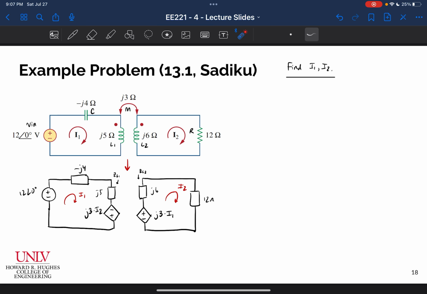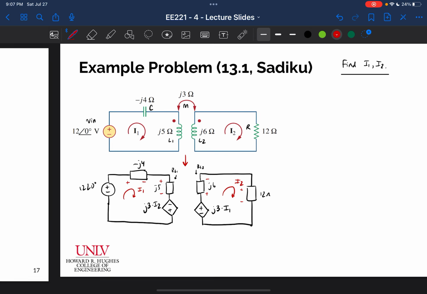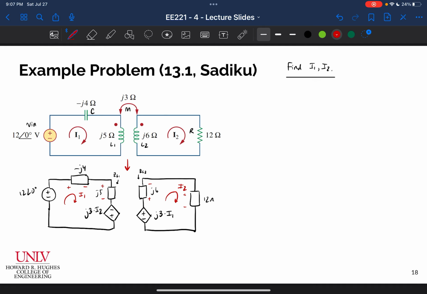And from here, again, it's basic mesh analysis. We just set up our pluses and our minuses across our impedances. We've got some voltage sources in there, and we can just throw these two equations, two unknowns together, and very easily solve for these currents.